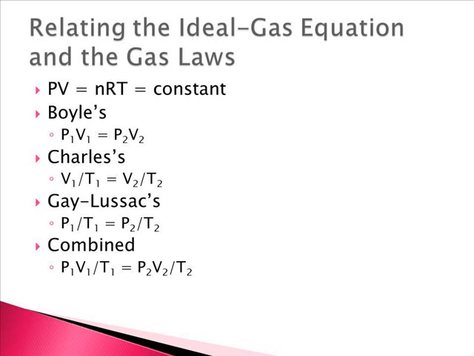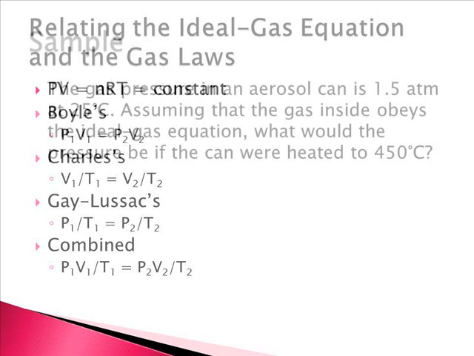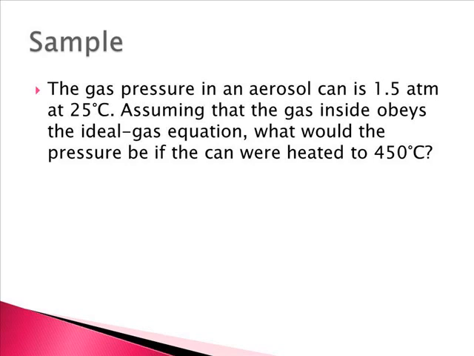If I say we've got a sample of gas and it's kept at constant pressure, the volume changes, what's the new temperature, we can ignore pressure and just do V1 over T1 equals V2 over T2. It becomes a Charles's law problem. So only memorize PV = nRT and the combined gas law, and then just ignore whatever thing's constant in the combined gas law. So let's take a look at this sample problem.